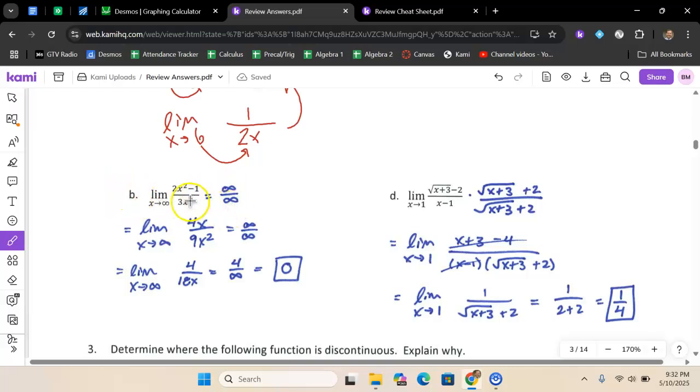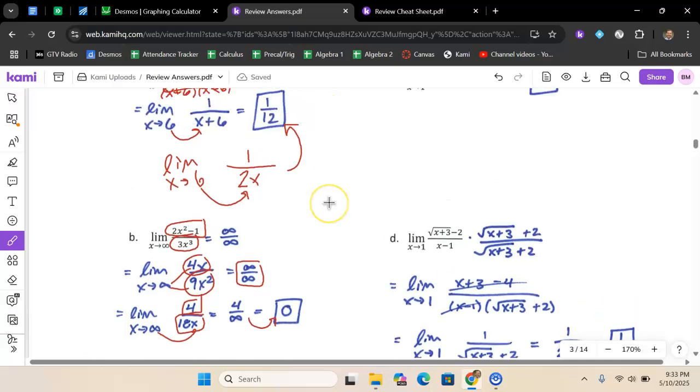B, I got infinity over infinity. I used L'Hopital's rule. I did the derivative of the top, which is 4x, and the derivative of the bottom, which is 9x squared. Plug in infinity again, and again I got infinity over infinity. So I used L'Hopital's rule again, where I took the derivative of the top and the derivative of the bottom, and then plugged in infinity. And then on that third time, I got 4 over infinity, which means I'm dividing 4 by numbers that are getting larger and larger and larger, which means that's going to tend towards 0.